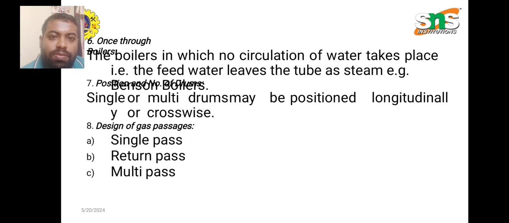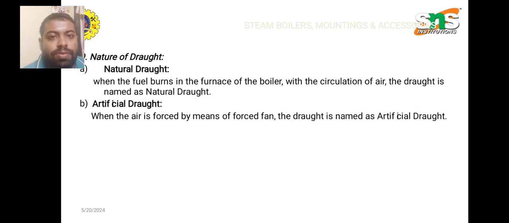Based on the design of gas passages, it is single pass, return pass and multi pass. Nature of draught. It is of two types: natural draught and artificial draught. When the fuel burns in the furnace of the boiler with the circulation of air, the draught is named natural draught. When the air is forced by means of a forced fan, the draught is named artificial draught.